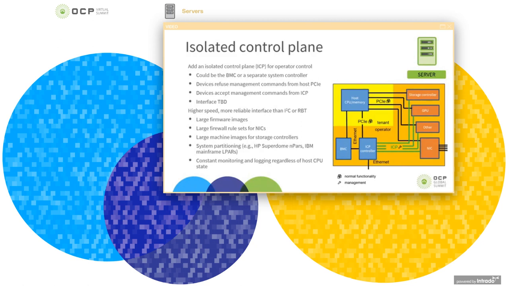Some of the things that we think would need to run over this isolated control plane link would be sending large firmware images, sending firewall rules or other NIC configuration commands, large machine images that need to be put onto the storage controller or the underlying storage devices, and some of that constant real-time monitoring that's required for cloud-native hardware architectures.